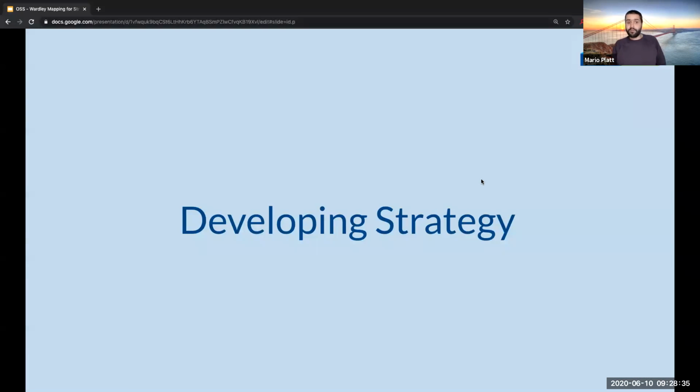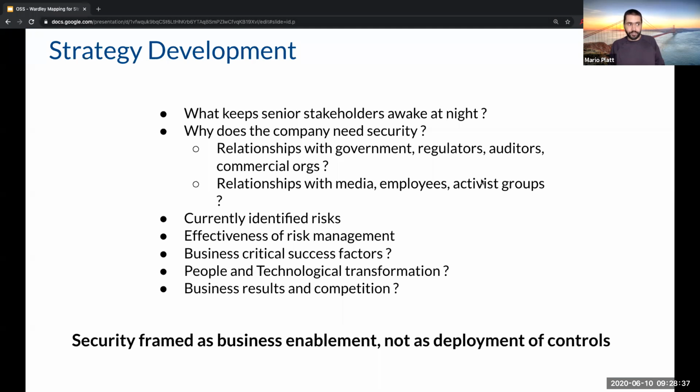So, but how can we go about the business of developing strategy, right? I've been doing consulting for a while now, and I usually have a few questions that start giving me a flavor of the type of environment that I'm dealing with. So these are some of the questions that I like to start with. What's keeping senior stakeholders awake at night? So trying to understand what it is to them that security could potentially play a role in.